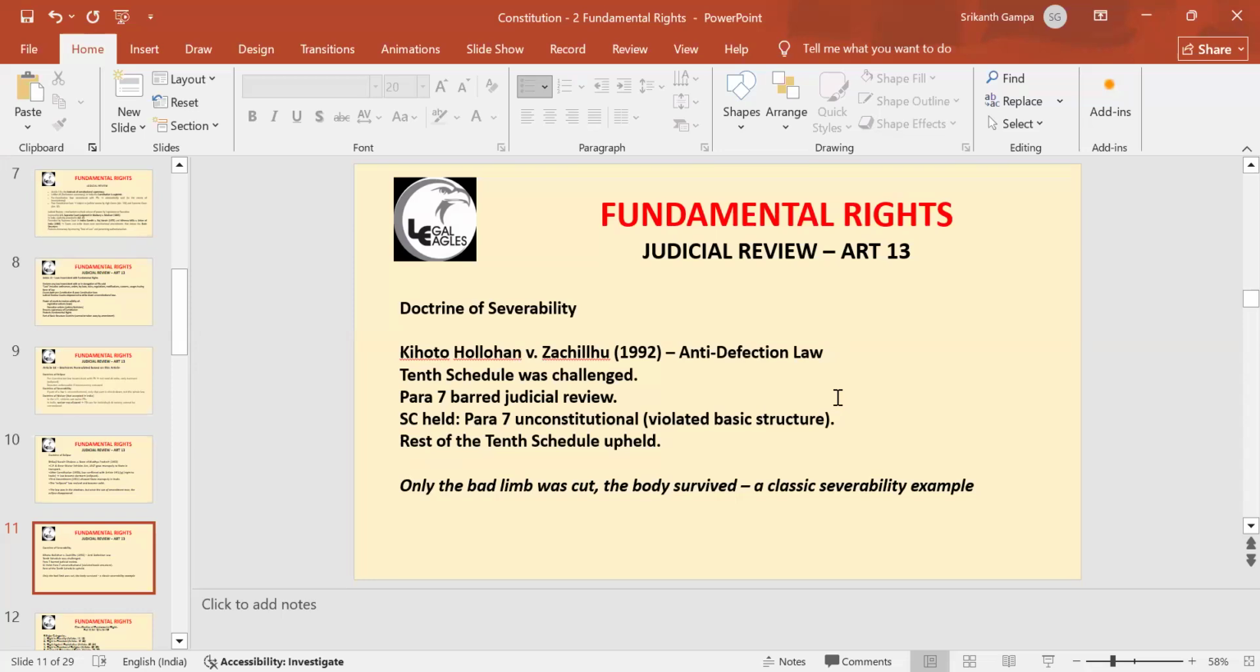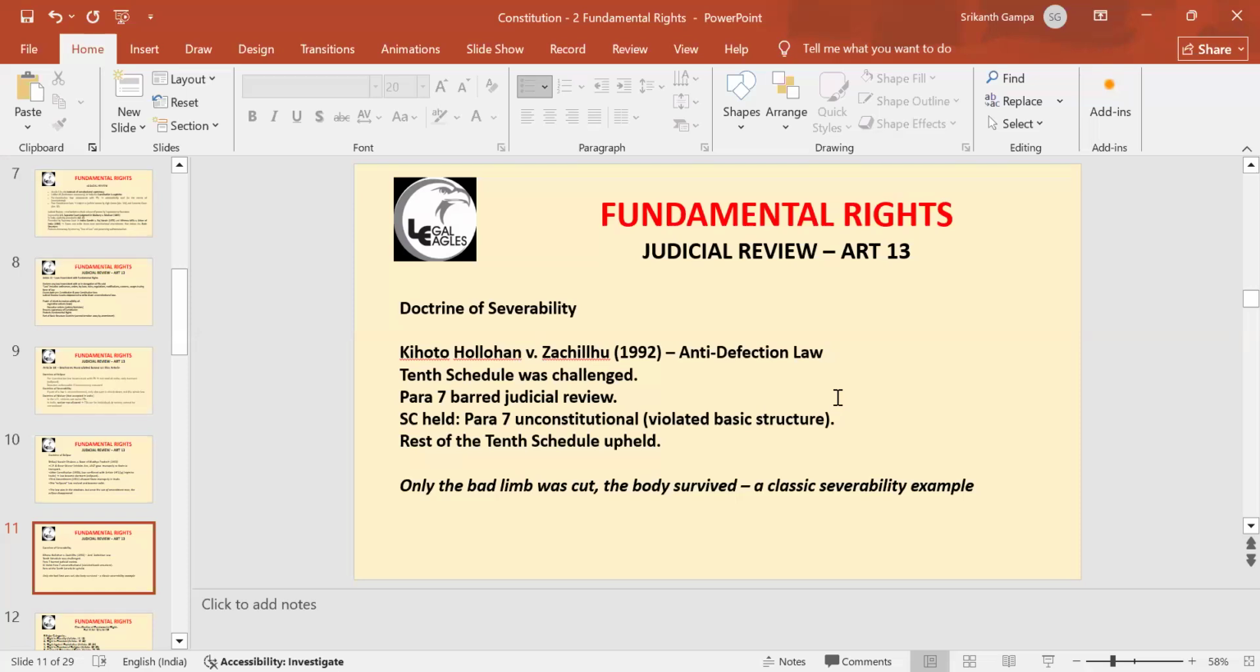Kihoto Hollohan versus, I don't know how to pronounce, Zachillhu. That is the anti-defection law case in 1992. The 10th Schedule was challenged. Para 7 of the 10th Schedule barred judicial review. Judicial review is the basic structure of the constitution. But in the 10th Schedule, there is a para 7 which barred judicial review. So it is against the basic structure of the constitution.